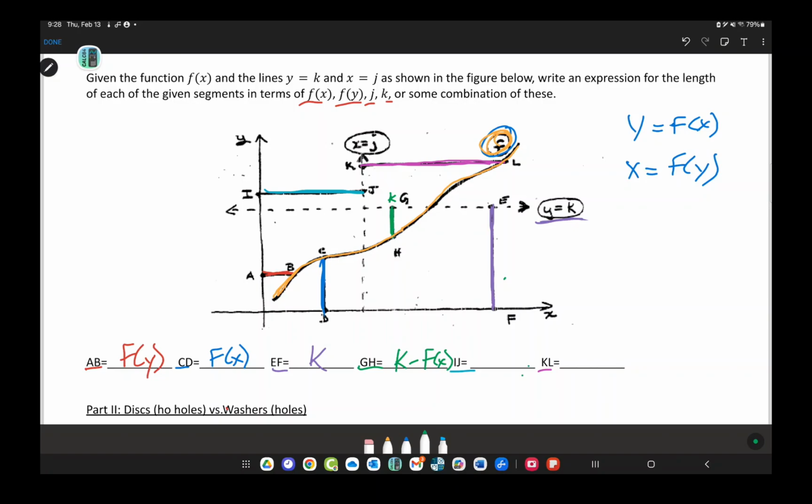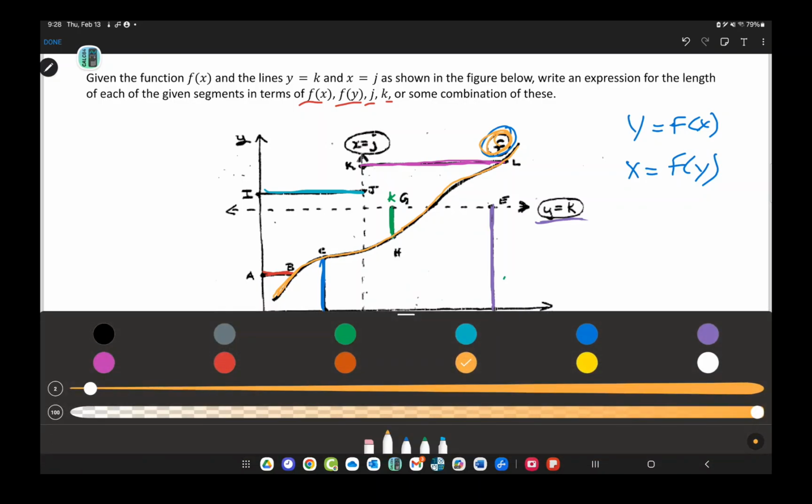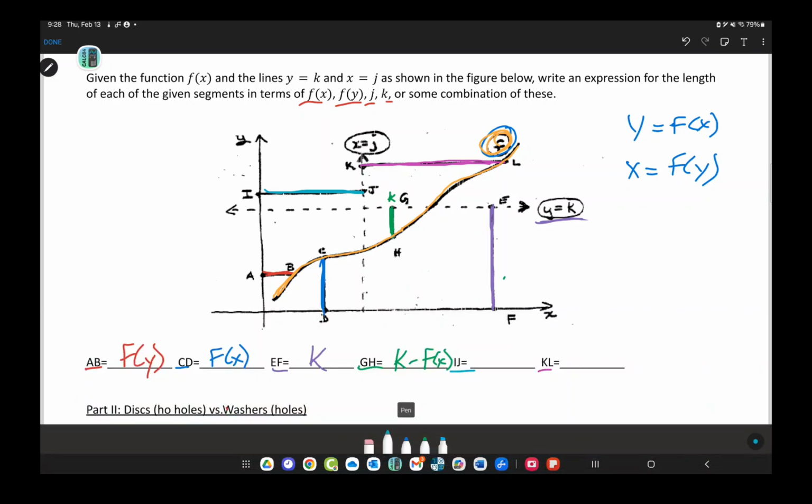So let's look at IJ. It is just j, and then j minus f of y. Actually, it wouldn't be that, it would be f of y minus j, because it's got to be the higher function minus the lower function.